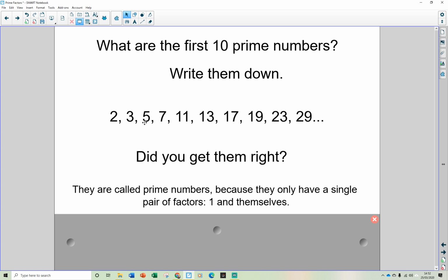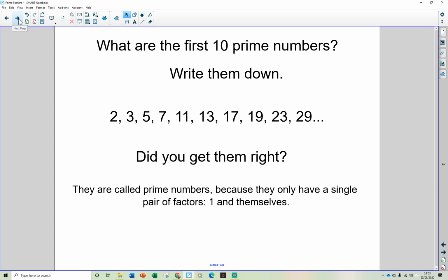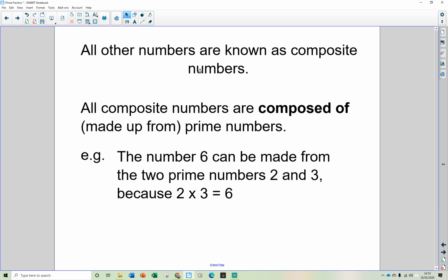So these are the prime numbers because they can only be made by multiplying themselves by 1. They don't break down into any smaller components. Whereas other numbers, composite numbers, are composed or made up from prime numbers. So for example, the number 6 is a composite number because it can be made from the two prime numbers 2 and 3. Because 2 times 3 equals 6. So we say that 2 and 3 are the prime factors of 6.